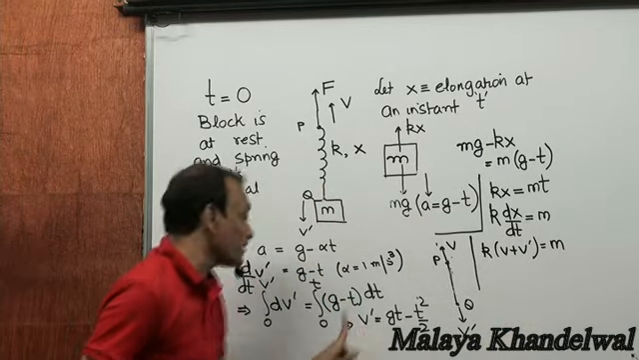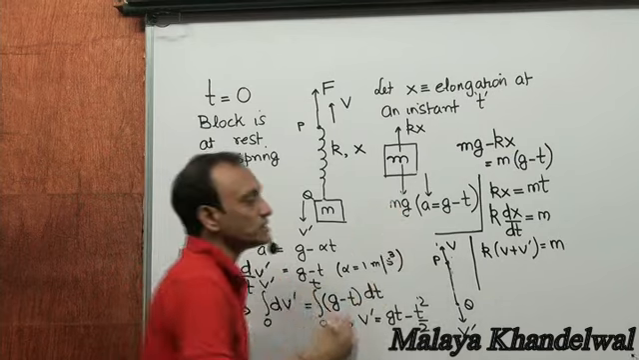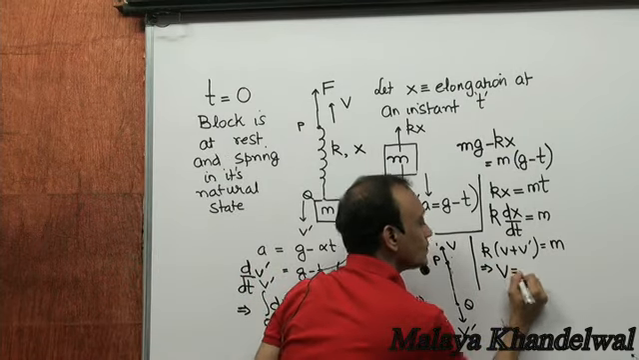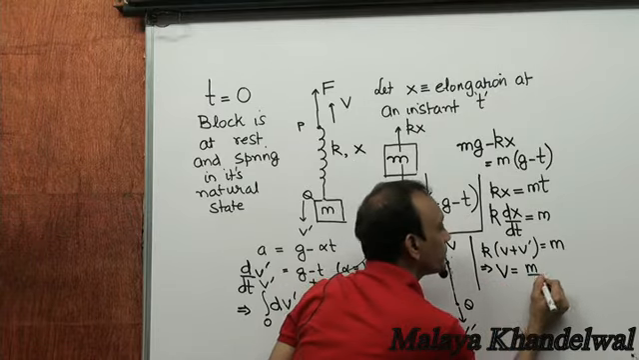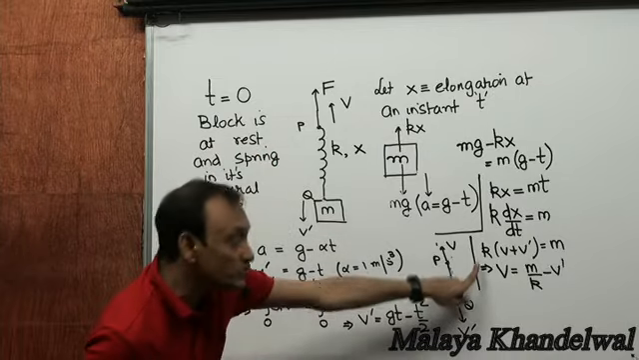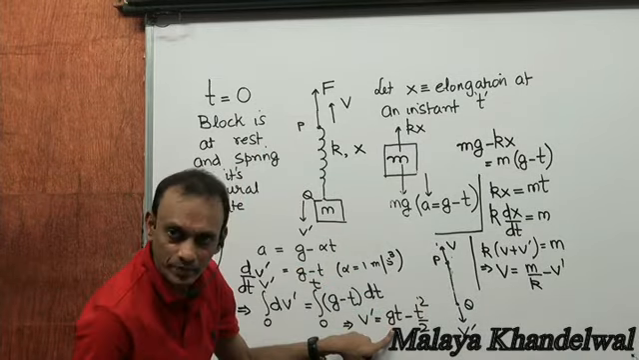Now V prime I already know as a function of time. My objective is to find V. We are done, because very clearly V then becomes m by k minus V prime, from this equation. V becomes m by k minus V prime. What's V prime? V prime is this.